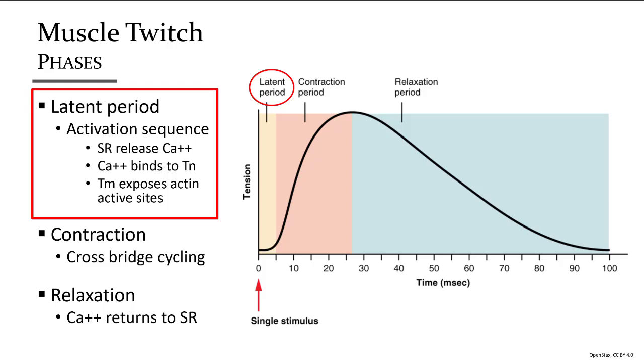Now, the orange portion is where the actual contraction takes place, where the cross bridges are bending and pulling on actin, bringing the Z-lines together. That turquoise or bluish part of the graph is when calcium is getting pumped back into the sarcoplasmic reticulum, removing from troponin, and these active sites are being covered up and cross bridges are no longer binding.